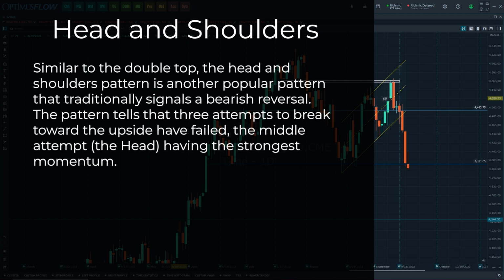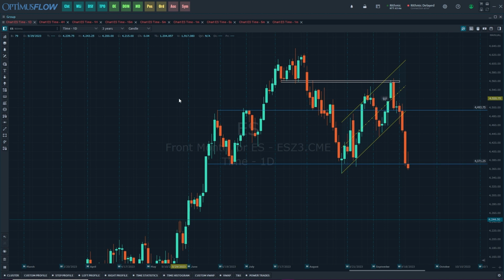Similar to the double top, a head and shoulders pattern is another popular pattern that traditionally signals a bearish reversal. The pattern will show 3 attempts to break toward the upside, which have failed, and the middle attempt, which is the head, having the strongest momentum. Here we have a daily chart of the S&P Mini. This isn't a super clean example of a head and shoulders, but it has a lot of the characteristics of one.